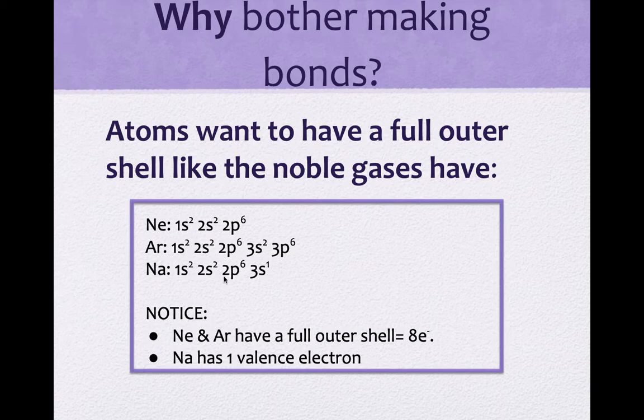However, if we look at sodium, sodium's highest energy level is 3. There is only 1 electron there, so it only has 1 valence electron. It is not happy. It is not stable. It wants to have that 8.